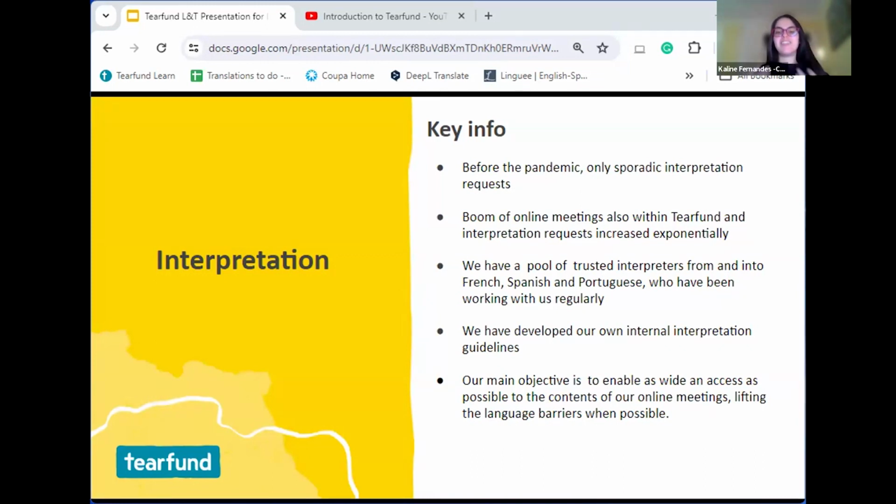We're very much learning as we go, but we do have this clear objective in mind, which is to enable as wide an access as possible to the contents of our online meetings and also ensuring participation from all attendees, removing language barriers whenever it's possible.